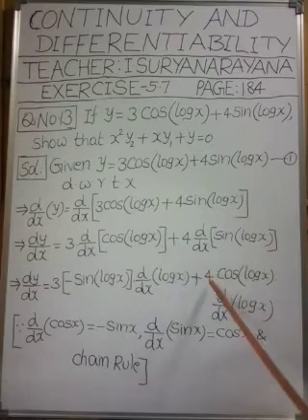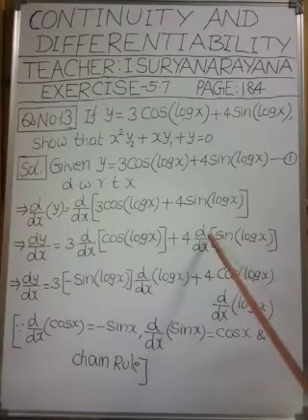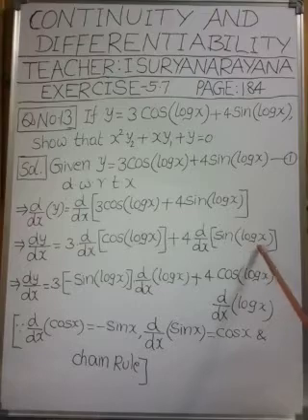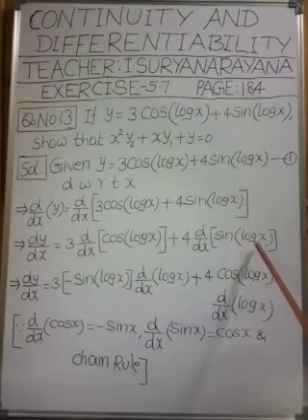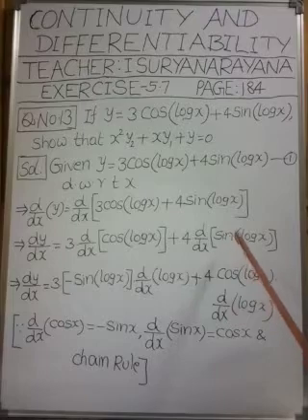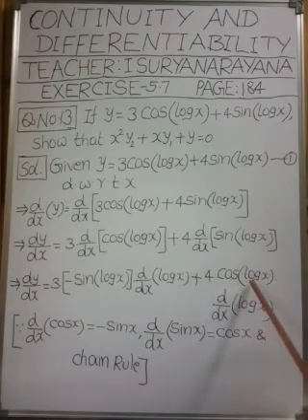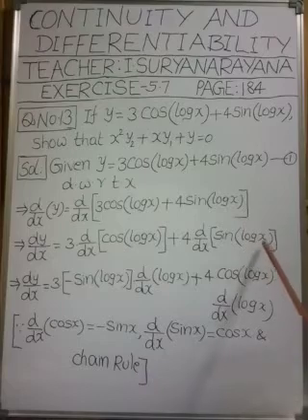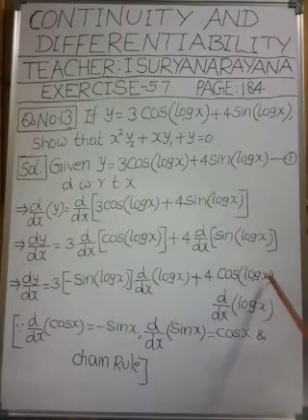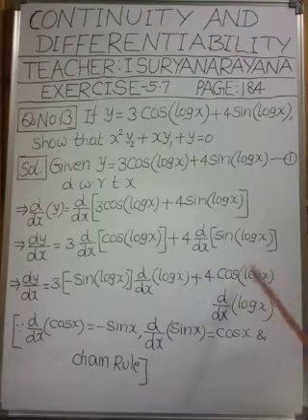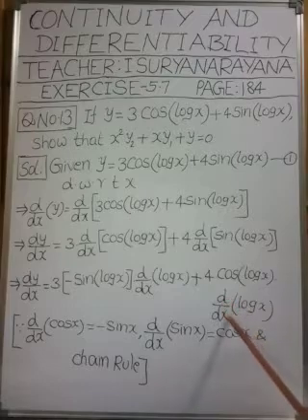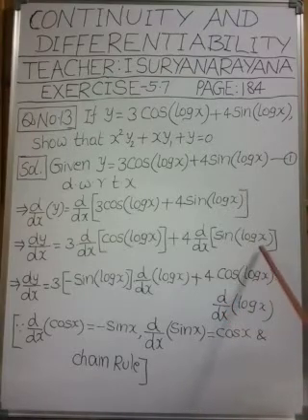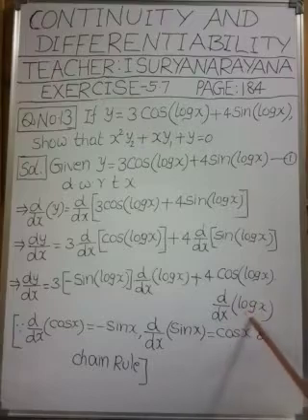Right. Plus 4 into, observe this function, it is in the form of d by dx of sin x. Assume this log x as x in your mind. So it is in the form of d by dx of sin x. What is the formula? D by dx of sin x? Yes, cos x. So cos of log x, because we assumed here log x as x in our mind. So cos of log x into d by dx of log x, because we have to differentiate this log x with respect to x, because we assumed log x as x in our mind. Understood this part, my children?